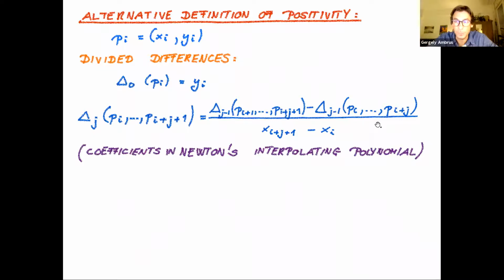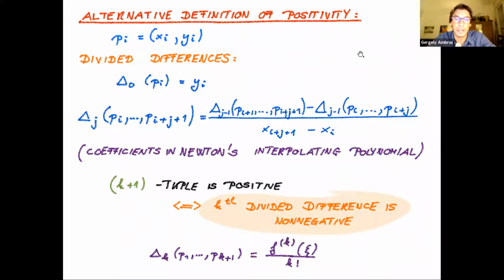Now, there is an equivalent way of defining positivity of the k plus 1 tuple, and that uses divided differences. These divided differences are really ancient. It is an ancient notion, and these are the coefficients in Newton's interpolating polynomial, and they are defined recursively. For 1 point, we just define its 0th divided difference by this formula, and then given a bunch of points, we define the jth divided difference using the (j minus 1)th divided differences.